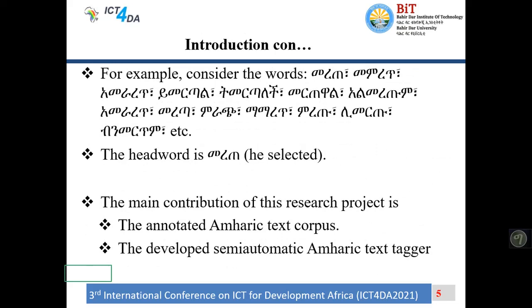For example, consider these words: መረጠ, መምረጥ, አመራረጥ, and so on. They are listed under the headword መረጠ because they are familiar with each other and because they are written with similar base morphemes called መረ and ጥ, or similar base morphemes m, r, and t. Hence, they are stored or listed under the headword መረጠ.